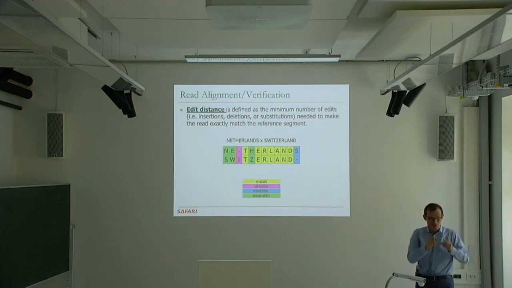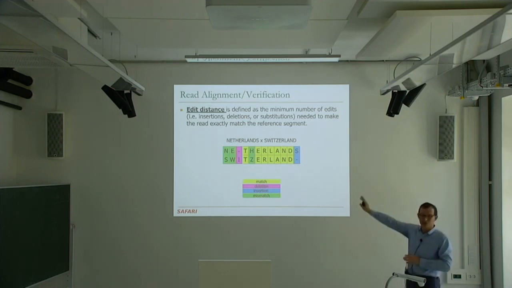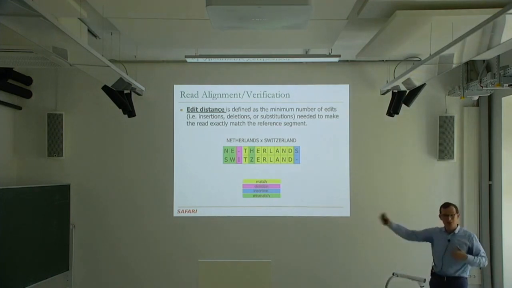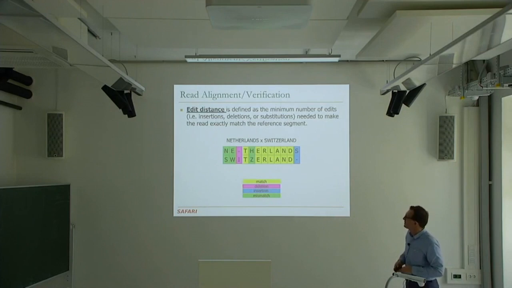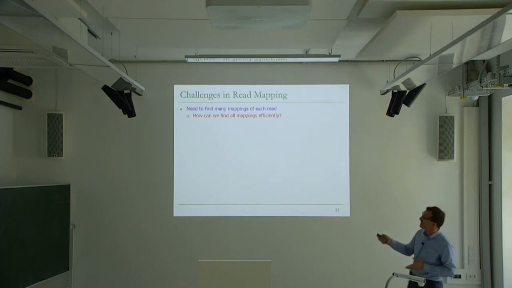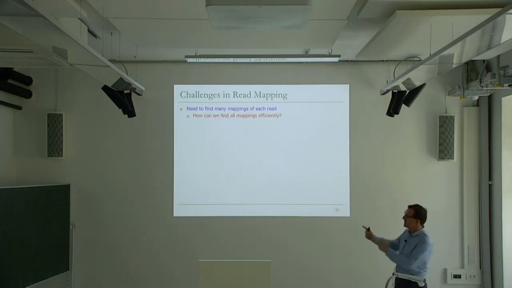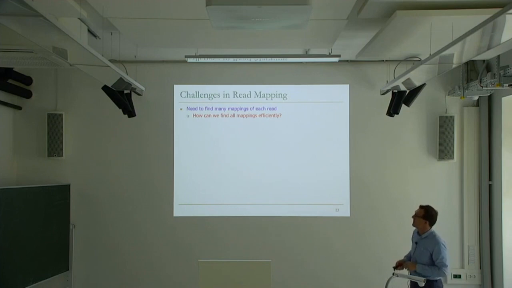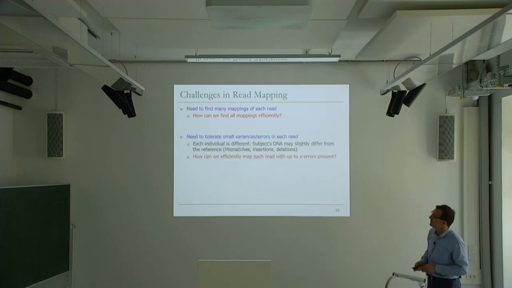And you do it not just for one read, you do it for every single read that comes. So that's the difficulty of computation. This computation itself is very expensive, but you do it many, many times, that makes it even more expensive. Okay, but that's not it, basically. You need to find many mappings of each read. Basically, a read can be in many possible places.